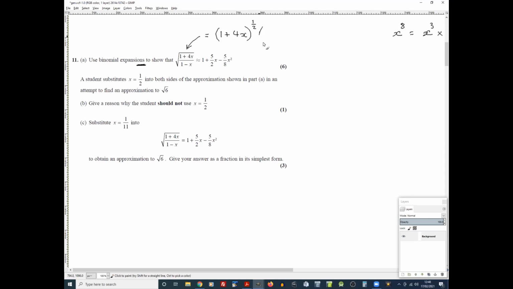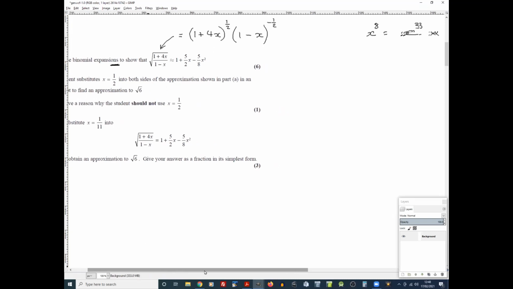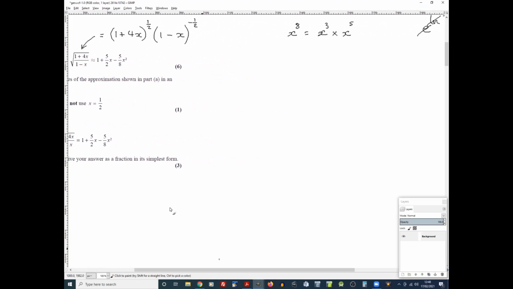And explore them separately. Just take them one by one, and then multiply the results to get roughly that. So taking them in turn, how do we deal with 1 plus 4x all to the power of a half?